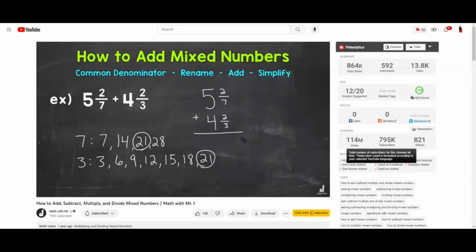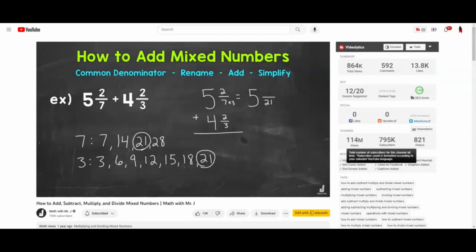So once we have that common denominator, we're going to rename the fractional part of our mixed numbers with that common denominator. That way we'll be able to add. So let's go over to our mixed numbers here and rename. We do not need to do anything with the whole numbers. So this is going to be 21. So let's use equivalent fractions to rename that 2/7 with a denominator of 21. So we need to think, how do we get 7 to equal 21? Well, 7 times 3 is 21.